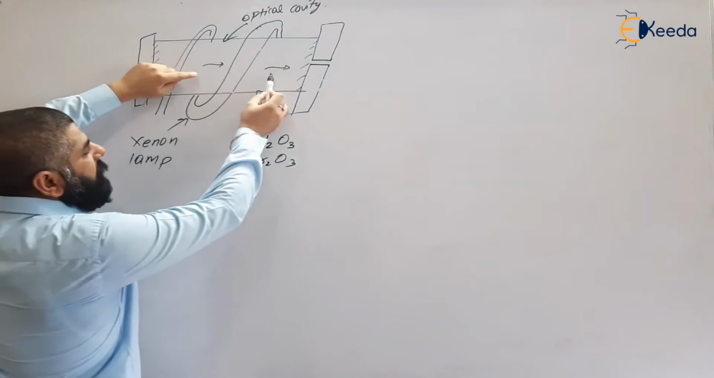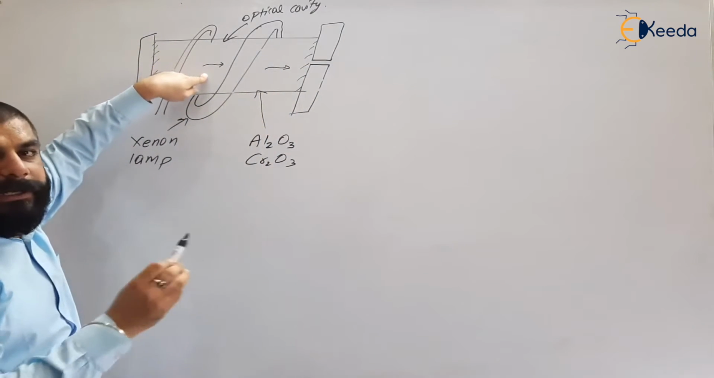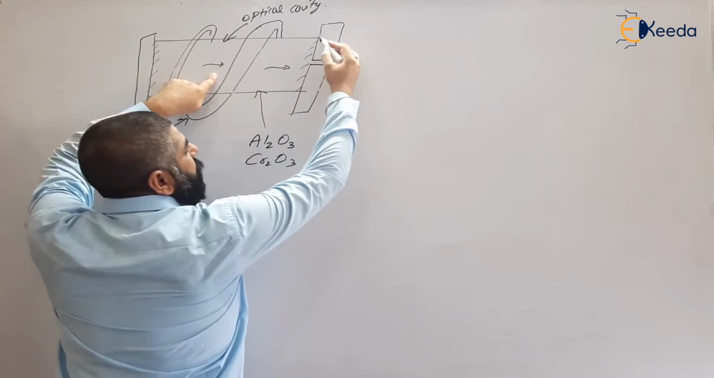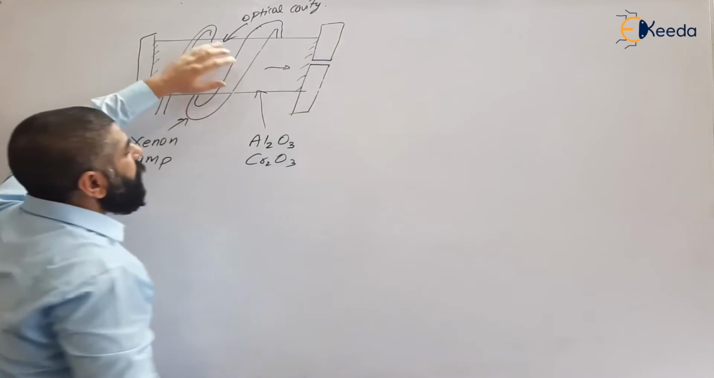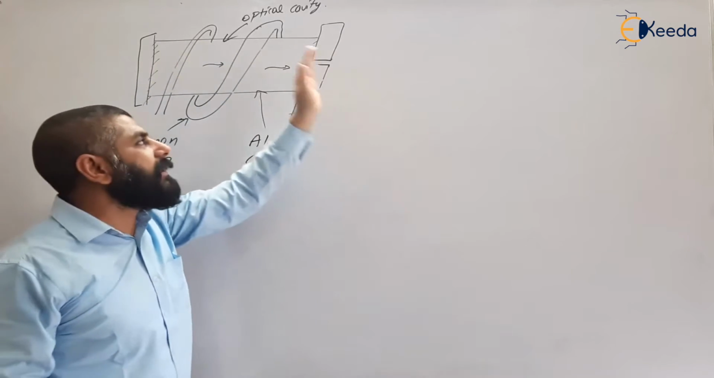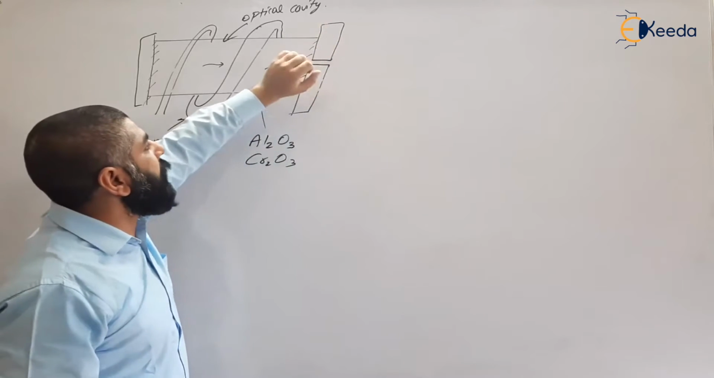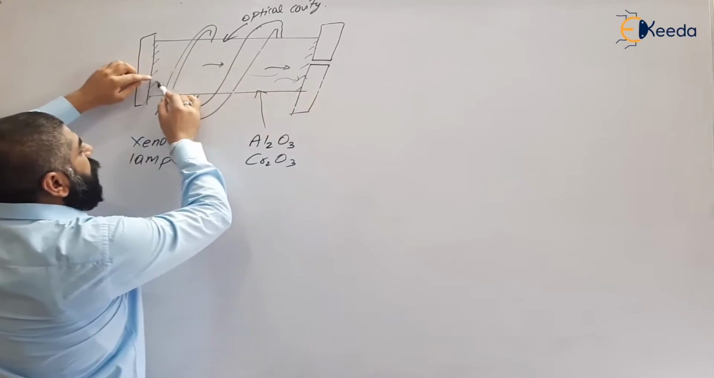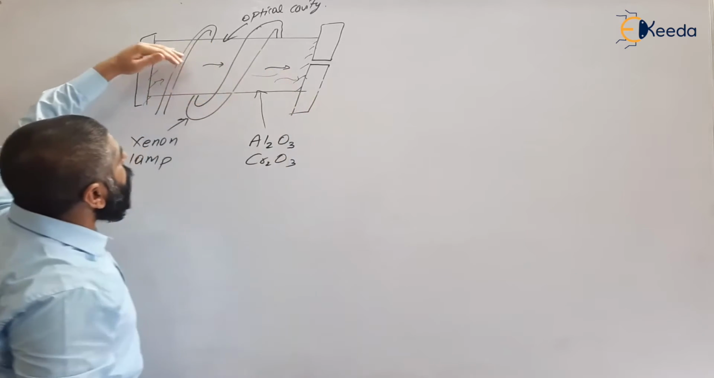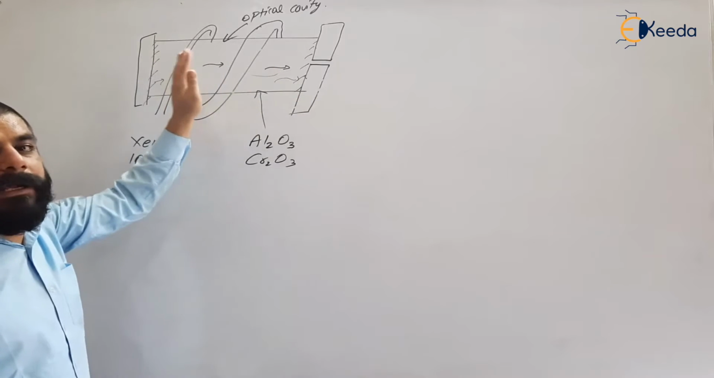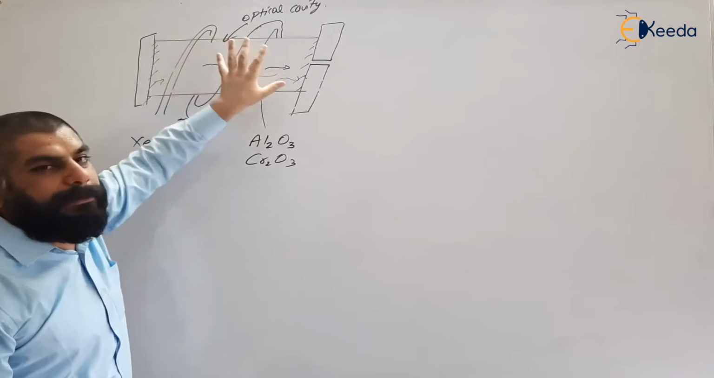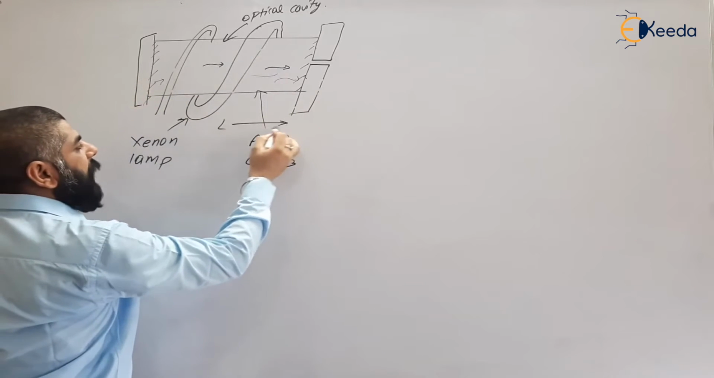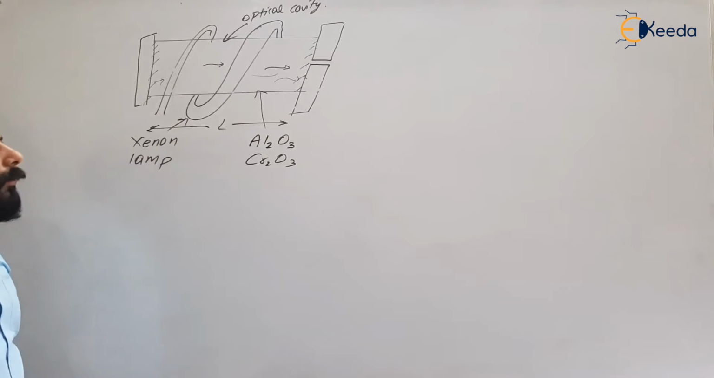Once the photons are generated by stimulated emission, they will strike this partially silvered side. Unless they have very high intensity, they cannot come out of the cavity. So they strike this surface and move back. Inside this cavity, a standing wave will be generated, with alternate nodes and antinodes present. This is called the optical cavity. Suppose L is the length of the optical cavity, or cavity length.